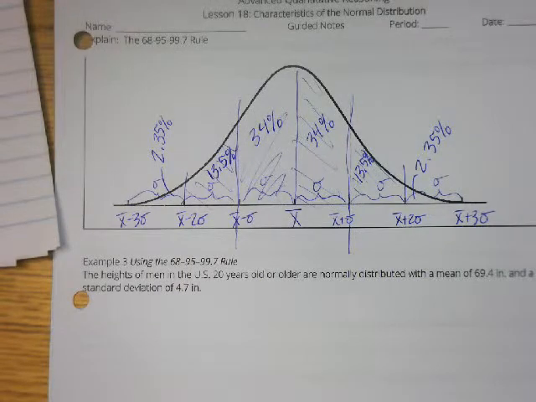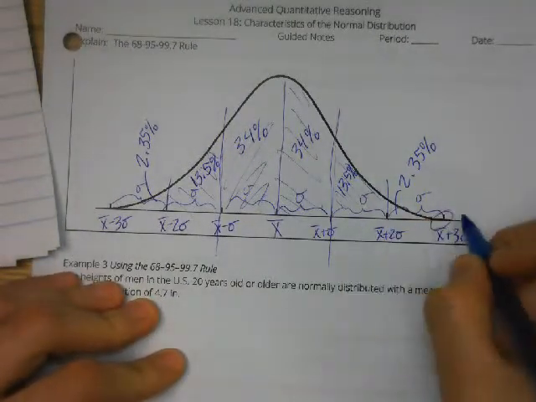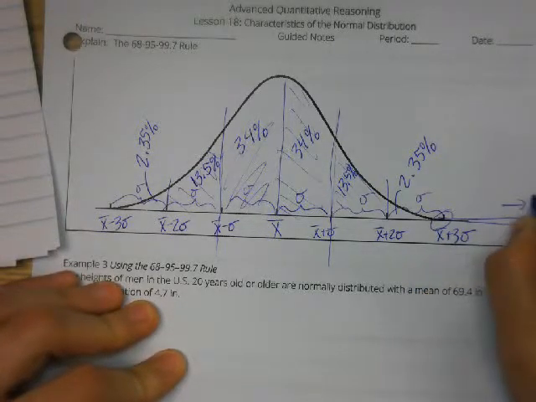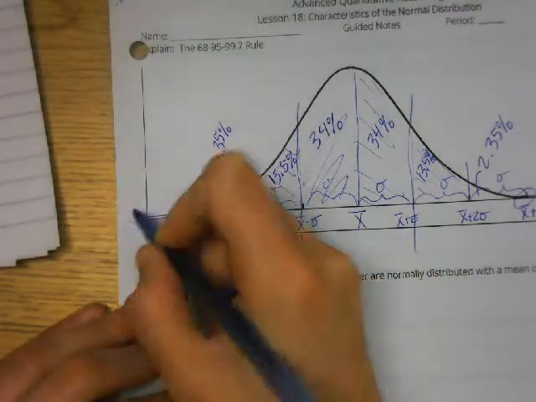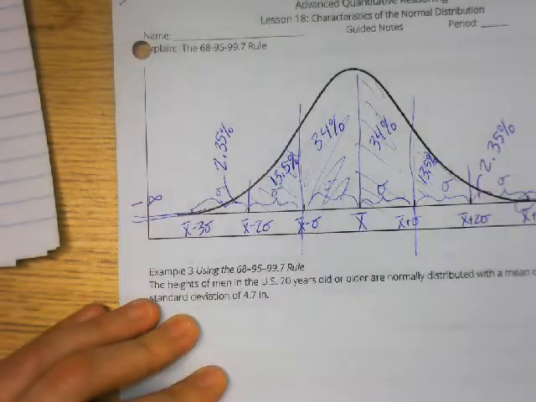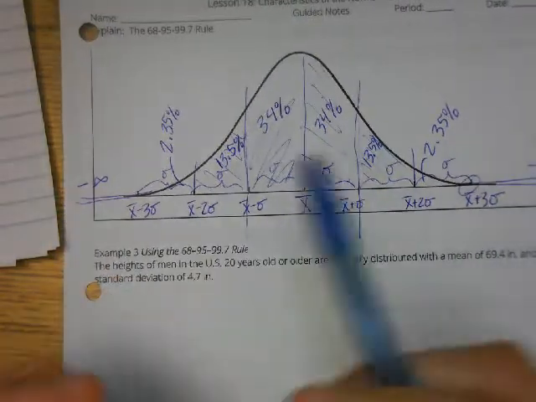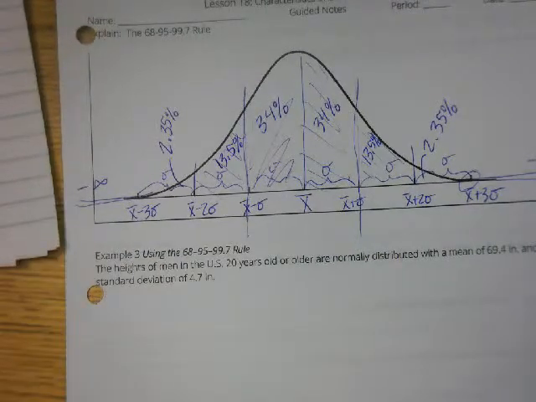Okay? A key point is that this does not end here. This continues on to positive infinity, and this continues on to the left to negative infinity. Okay? This curve never touches 0. It just constantly approaches it. It just floats above 0.